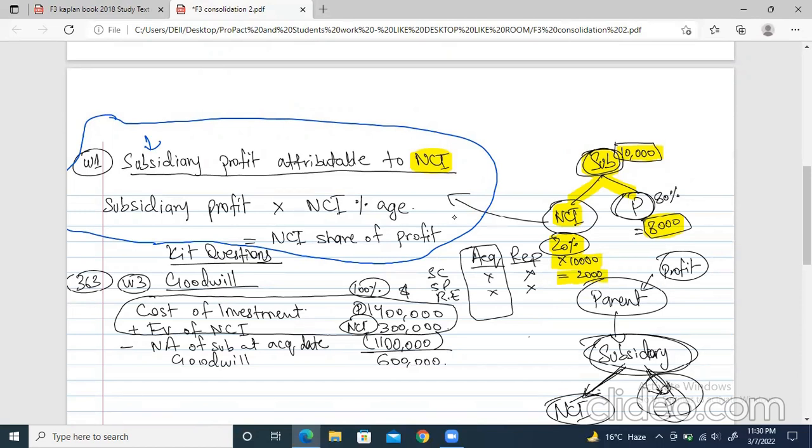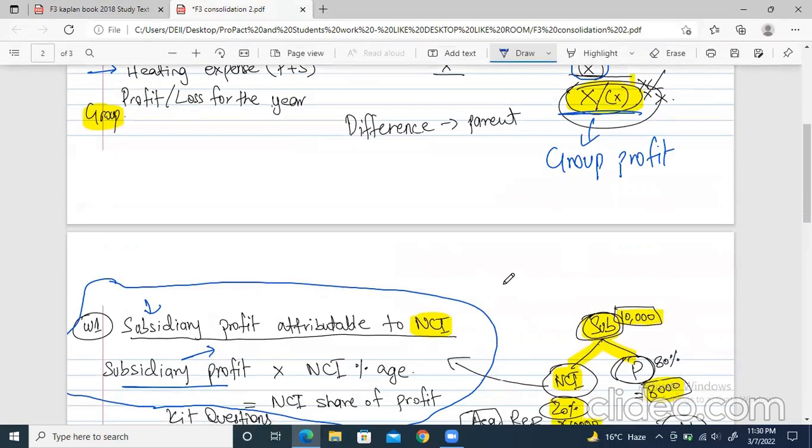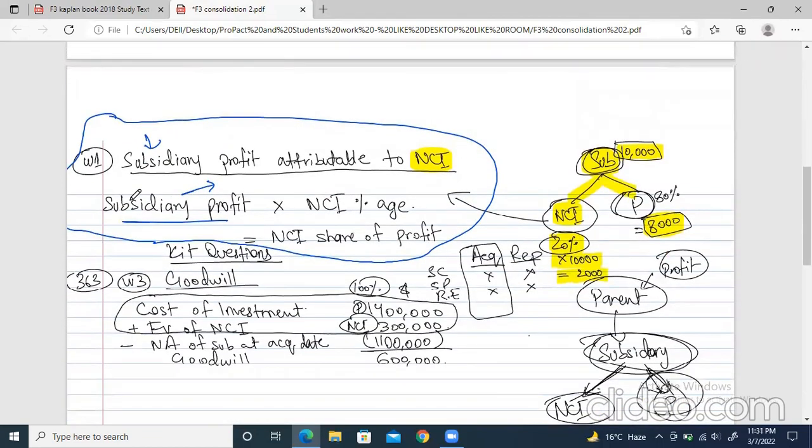So what we do is take the subsidiary profit. This is not the same as the group profit. We don't have to take that profit. The subsidiary profit is separately given in the question. For example, yesterday we did a question with a parent and subsidiary, and the subsidiary profit was given separately in their statement. Now what we do is subsidiary profit multiplied by NCI percentage. Let's say NCI was 20% and the subsidiary profit was 20,000. So 20,000 multiplied by 20% gives us 4,000. So 4,000 is the NCI's share of subsidiary profit, because obviously the NCI is also owning some part of the subsidiary, right?